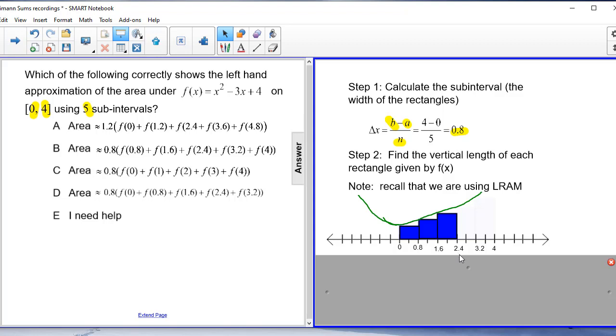Our fourth rectangle starts at 2.4. The height is going to be as tall as the graph, f of 2.4. So notice that the left-hand corner touches the graph, and the width is another 8/10 away to 3.2. If I take 2.4 and add 8/10, it gives me 3.2. Our fifth and final rectangle is also as high as the curve. So again, you'll notice that left-hand corner touches the curve, and the width is 8/10. So if I take 3.2 and add 8/10, it gives me 4.